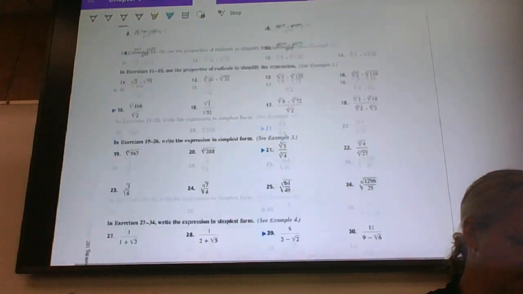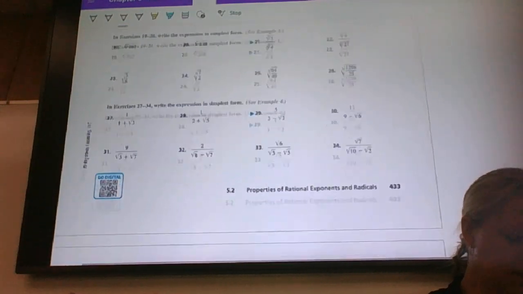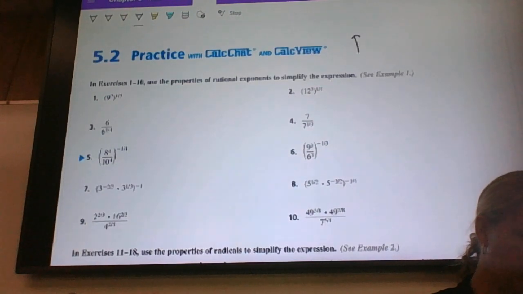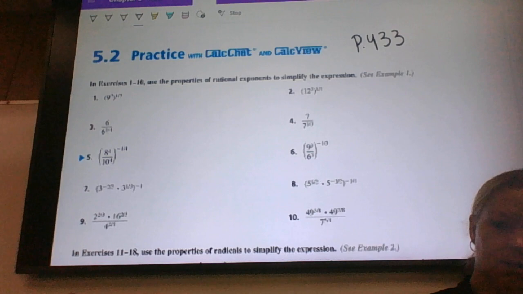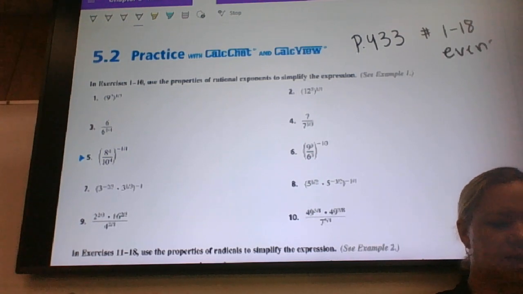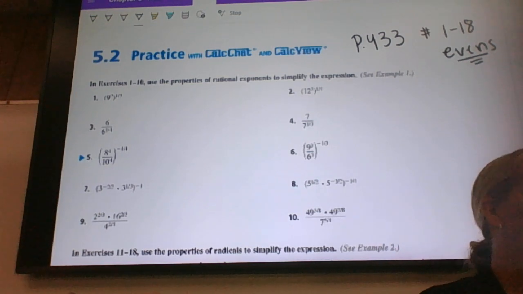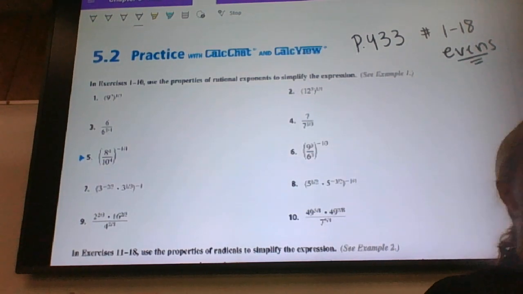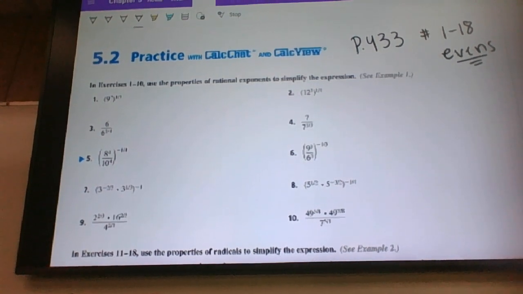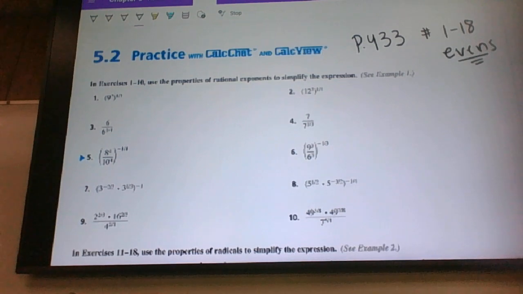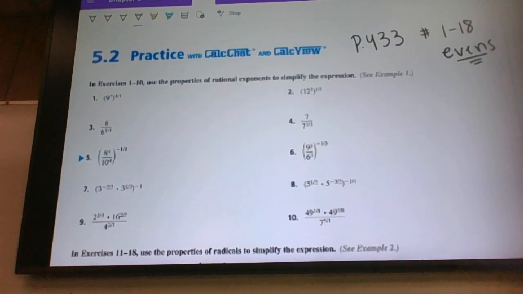I'm actually going to skip all the way to the assignment, which is page 433, number 1 through 18. And I'm going to work the even problems right now. You're going to watch me. And then I'm going to ask that you try the odd problems on your own over the weekend. So I got 12 minutes to do as many of these even as makes sense to you.